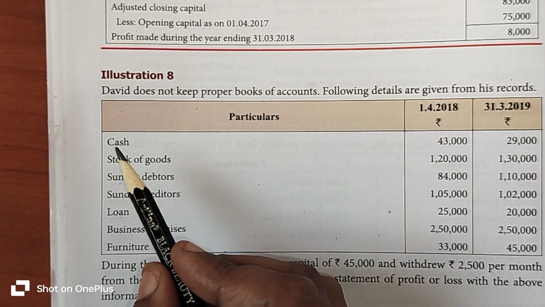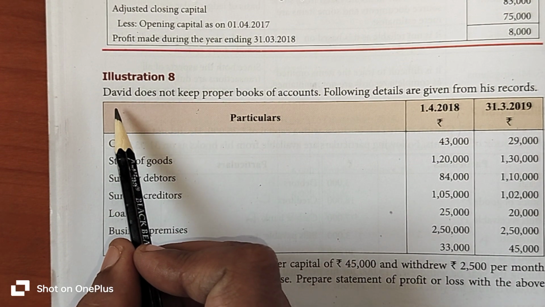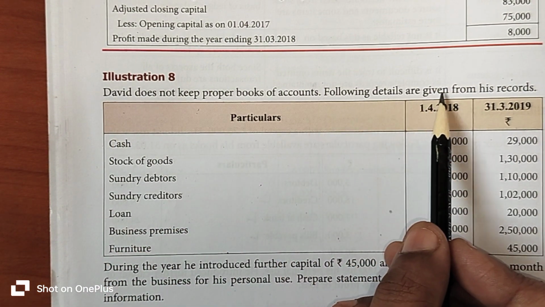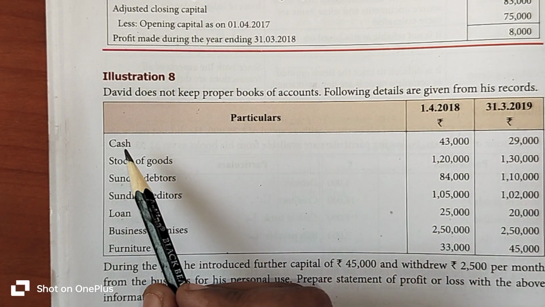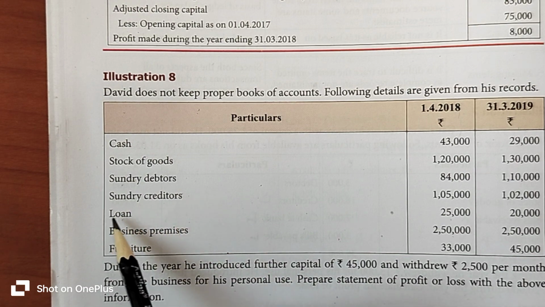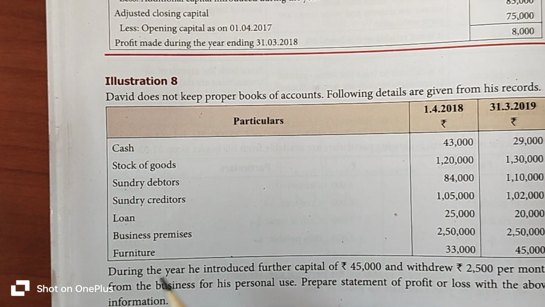Hi students, 12th standard accountancy, chapter 1, illustration sum number 8. David does not keep proper books of accounts. The following details are given from his records: cash, stock of goods, sundry debtors, sundry creditors, loan, business premises, and furniture.